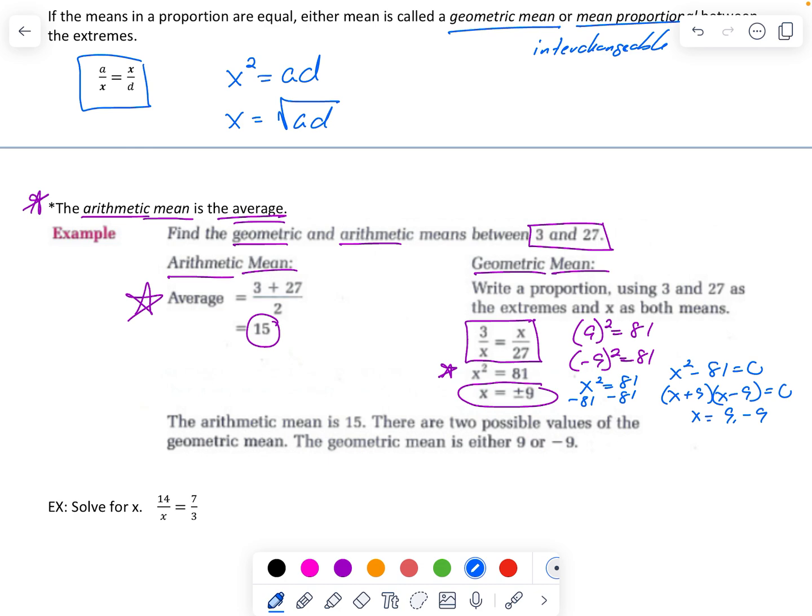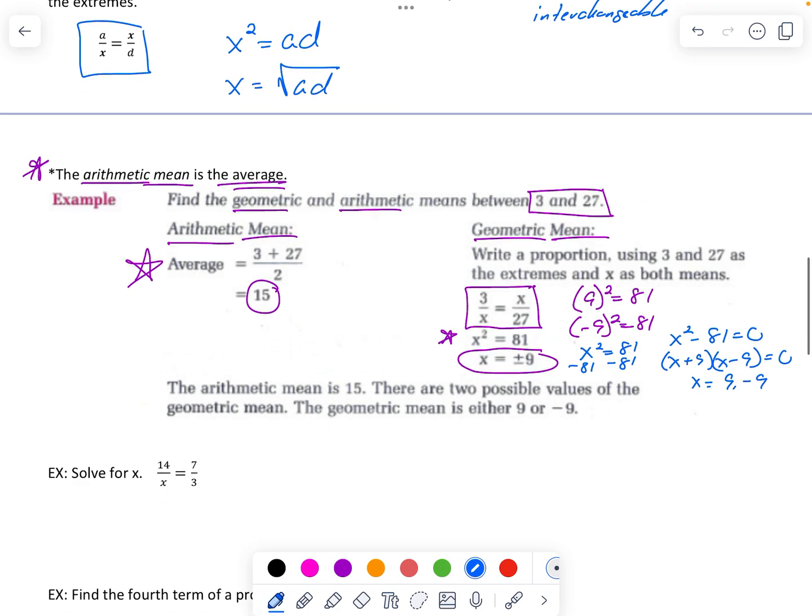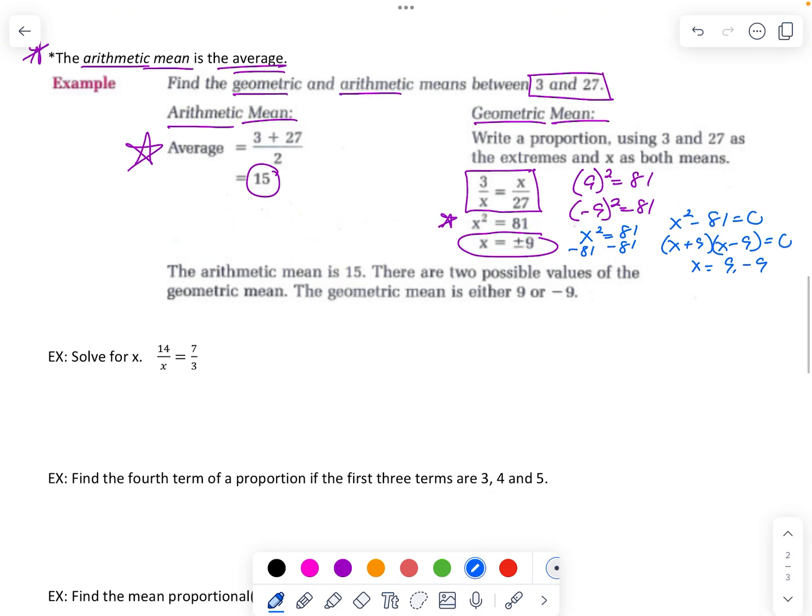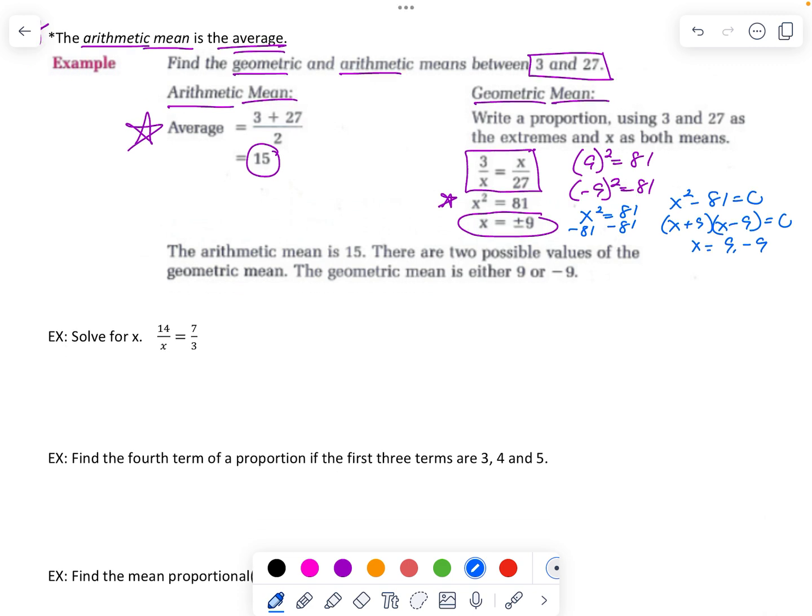And so the geometric mean will have two answers, the positive and the negative. All right, so other problems you might encounter are like this here, solve for x. So to solve for x, we are going to do the cross product. So 14 times 3 is equal to 7 times x.